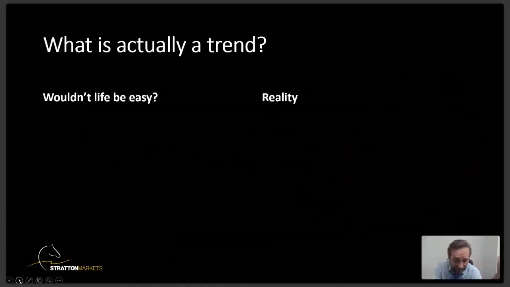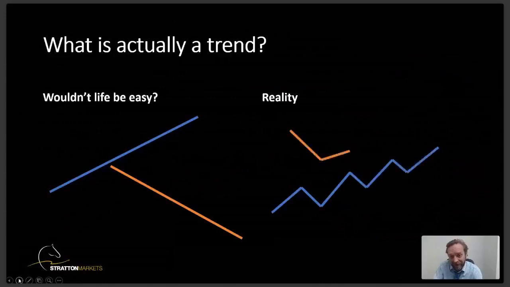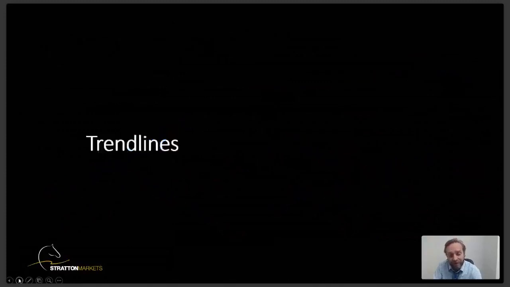Now, life would be really easy if the market just did this, went straight up. Or if we were shorting or selling, the market just went straight down. But it doesn't do that, does it? Instead, what we see is the market tends to do this: up, down, up, down, or down, up, down, up. So, like I say, it's not as easy.